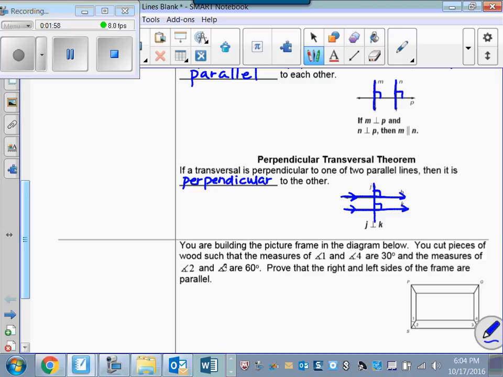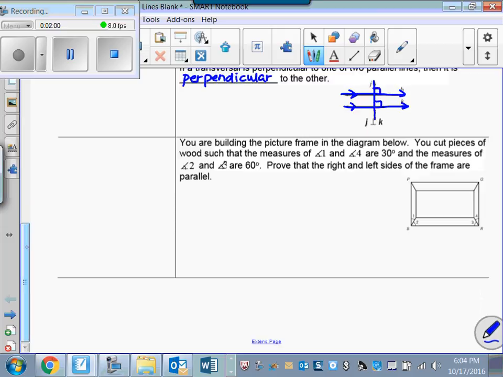All right, so let's just hop right in here and try to do a quick proof. You're building the picture frame in the diagram below. You cut pieces of wood such that the measures of angles 1 and 4 are 30 degrees, and the measures of angles 2 and 3 are 60 degrees. Prove that the right and left sides of the frame are parallel.